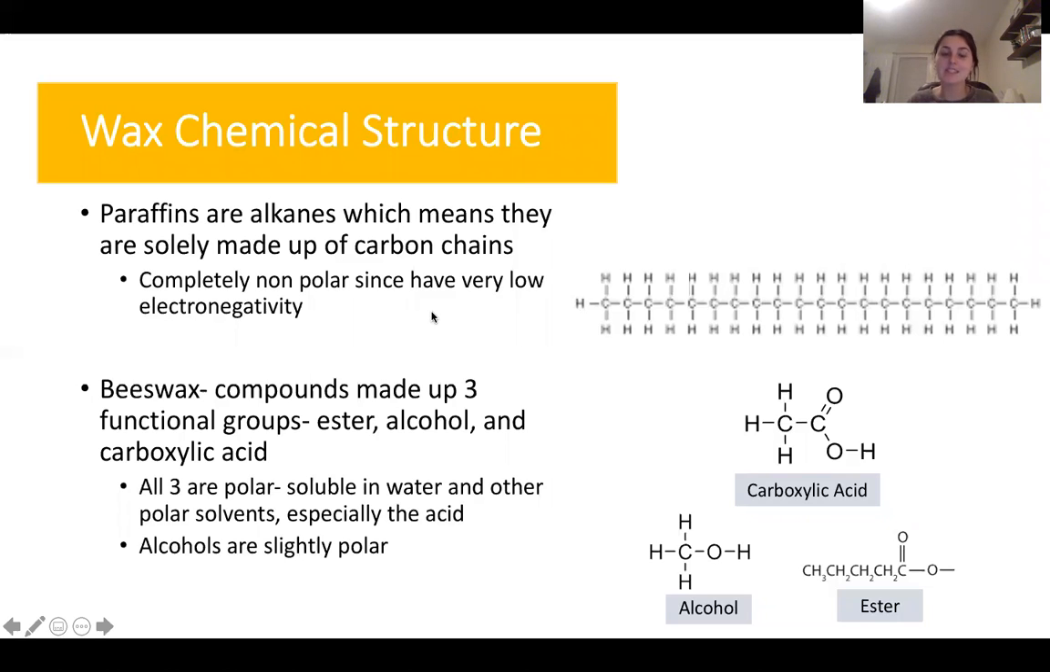And beeswax is made up of compounds from three functional groups. It's a key difference. Those three functional groups are ester, alcohol, and carboxylic acid. I'm learning how to pronounce these words. All three of these are polar, which means that they're soluble in water and other polar solvents, and especially the acid is polar.